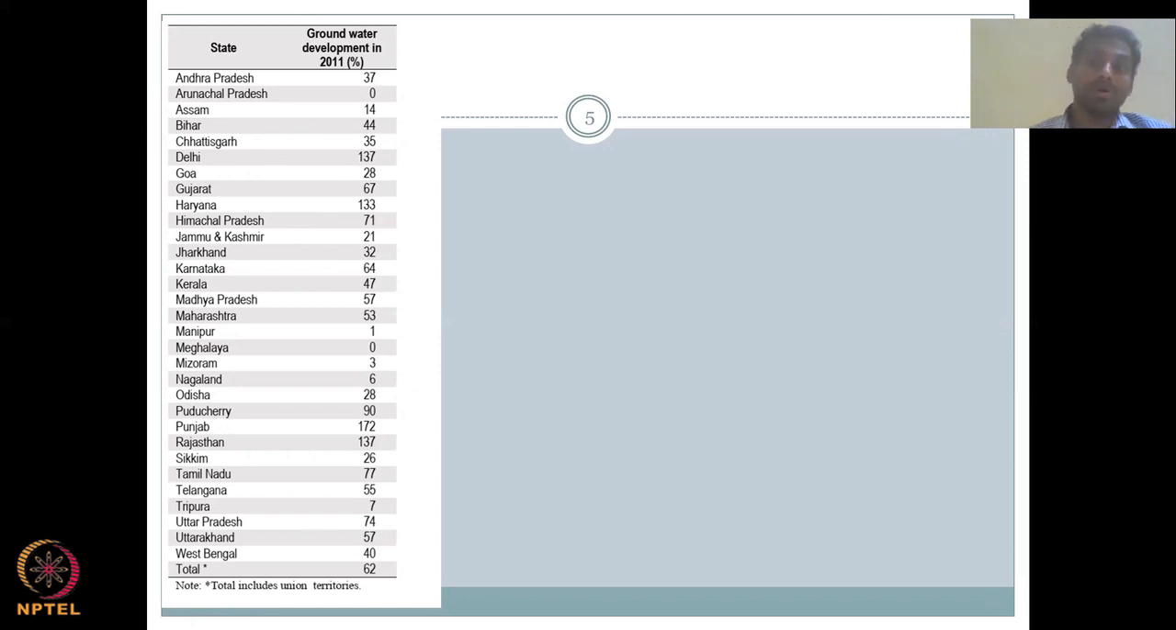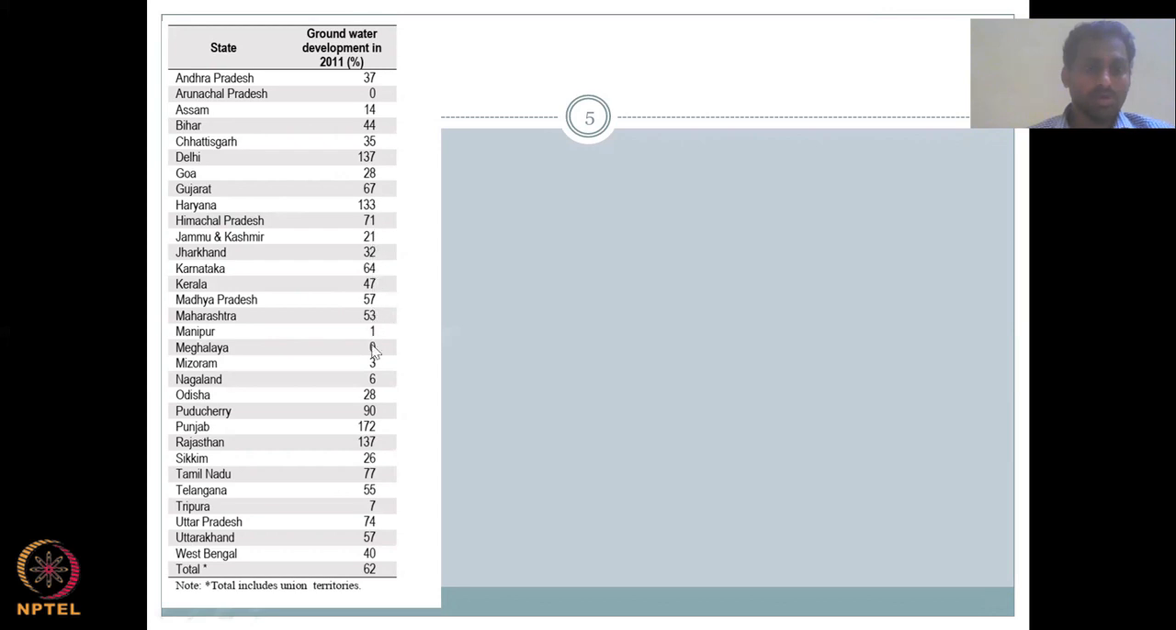So the use is above the recharge, and the government is working on a lot of methods to bring back the water by recharge and other mechanisms, but the population is very high. So there's a lot of groundwater use. Coming to Haryana, which is an agricultural state, you could see the groundwater use is above your groundwater recharge, because 100 is equal, groundwater recharge is equal to groundwater use, but here it is 133, so 33% above.